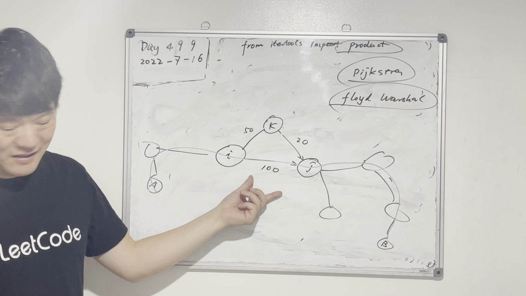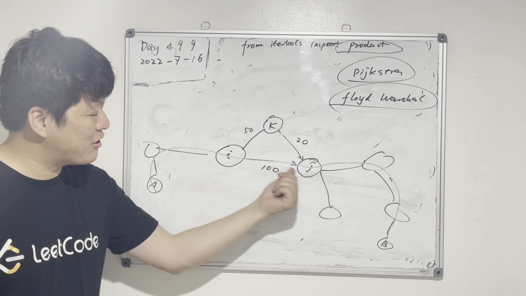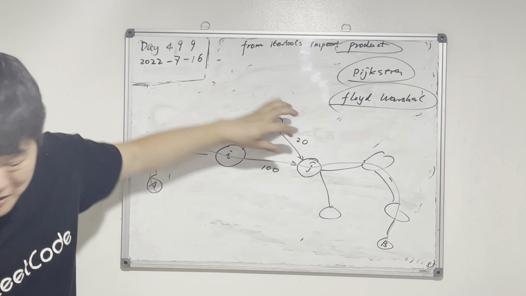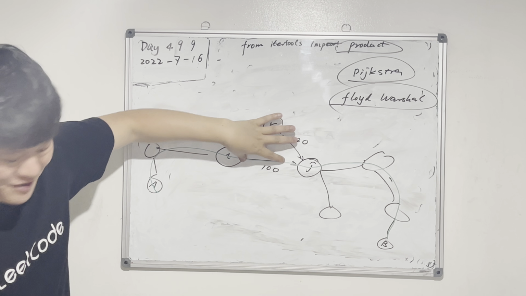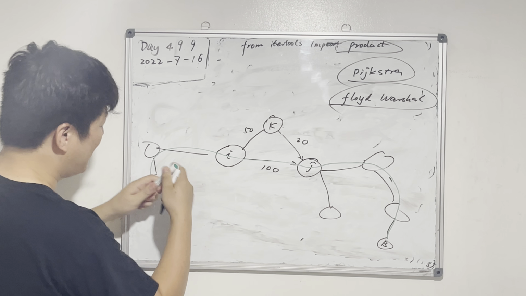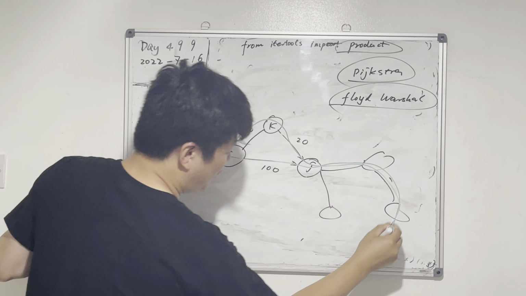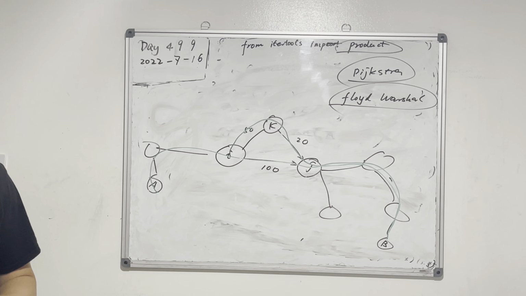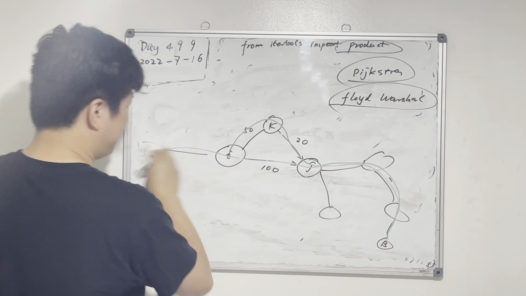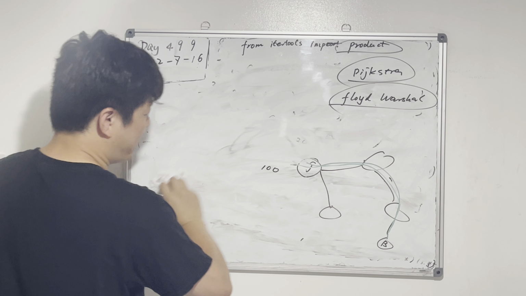I can replace the I to J with this shorter path, right? Because 50 plus 20 is smaller than 100. So I can replace this path from here, and it will provide us the shorter path, right? That's the spirit of this algorithm. So it's basically like dynamic programming.